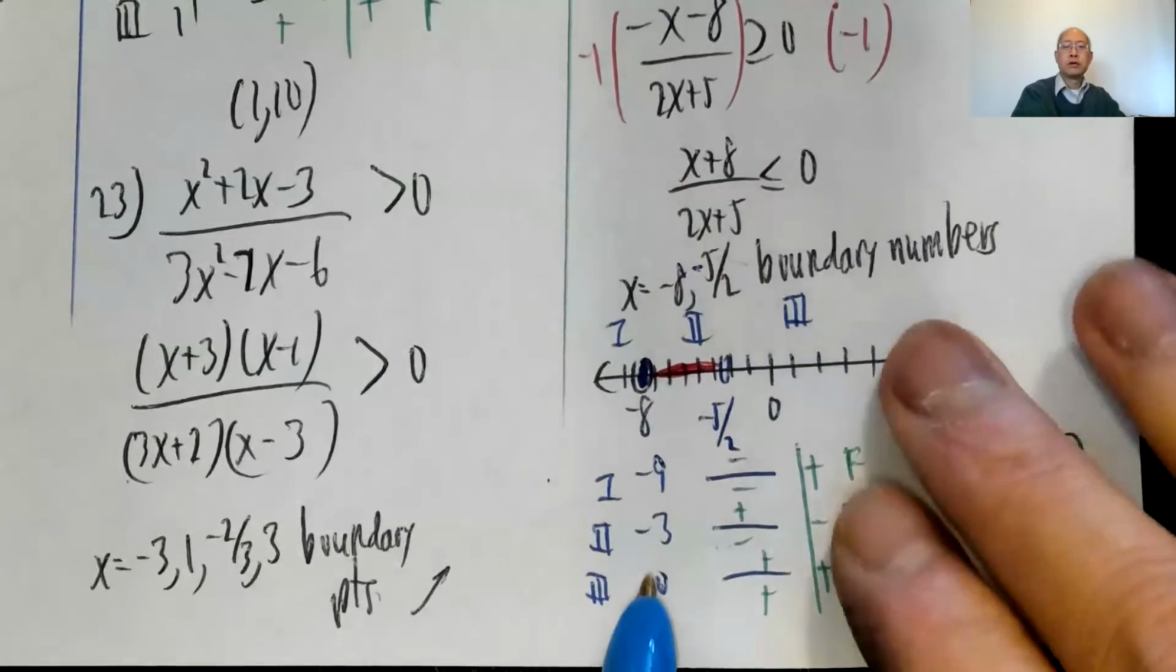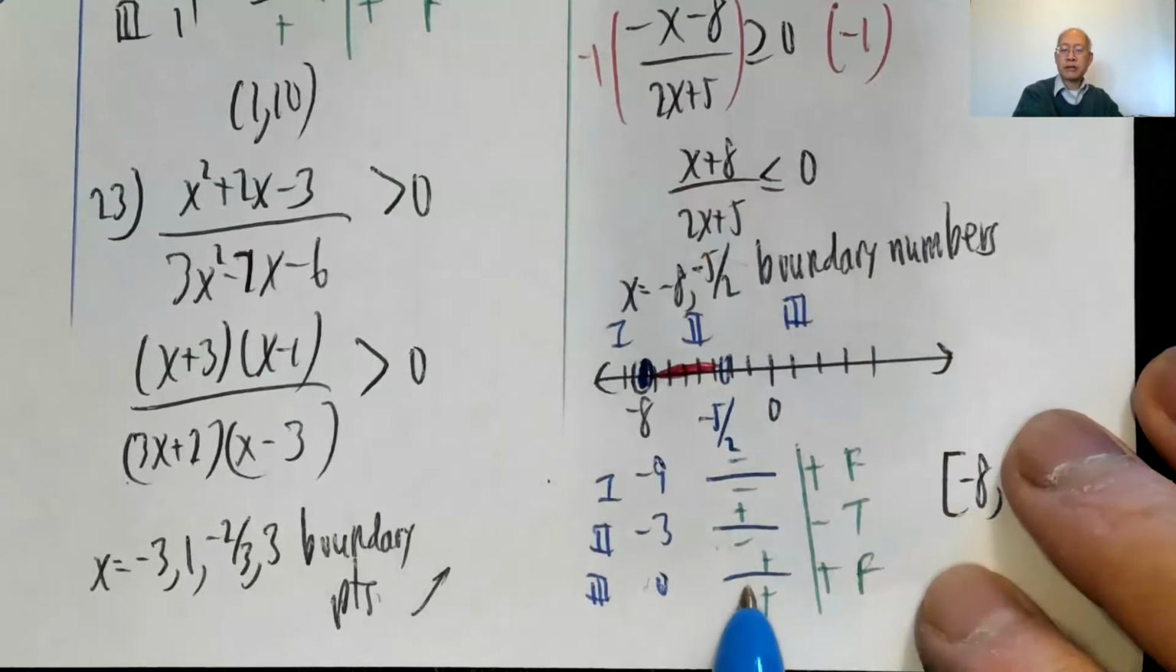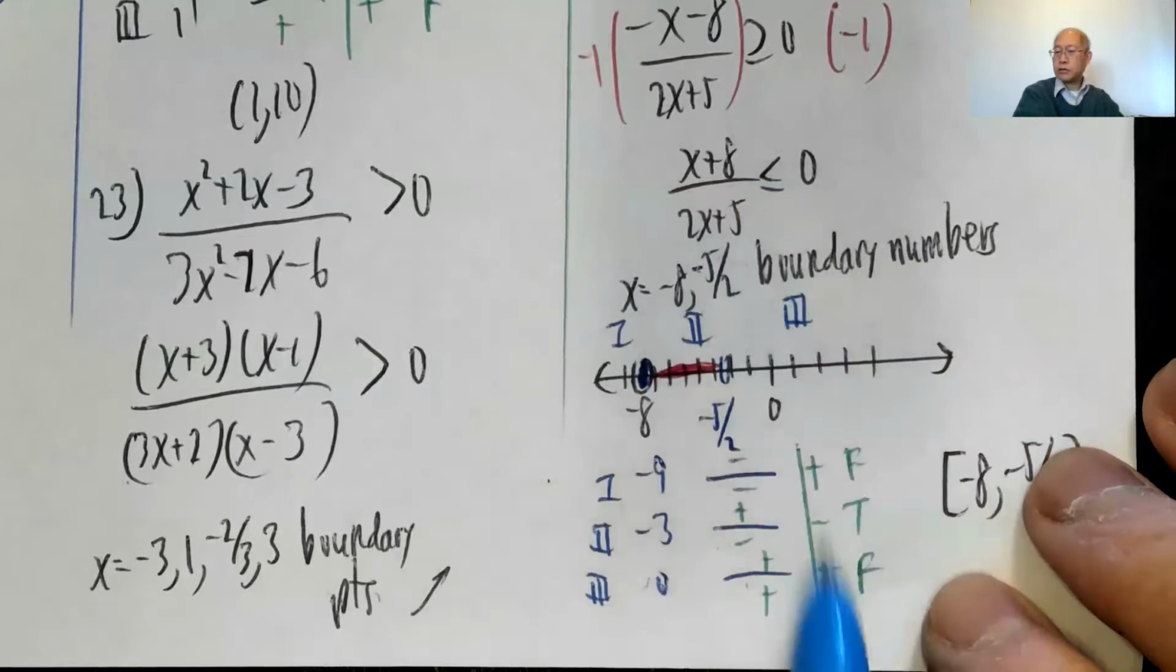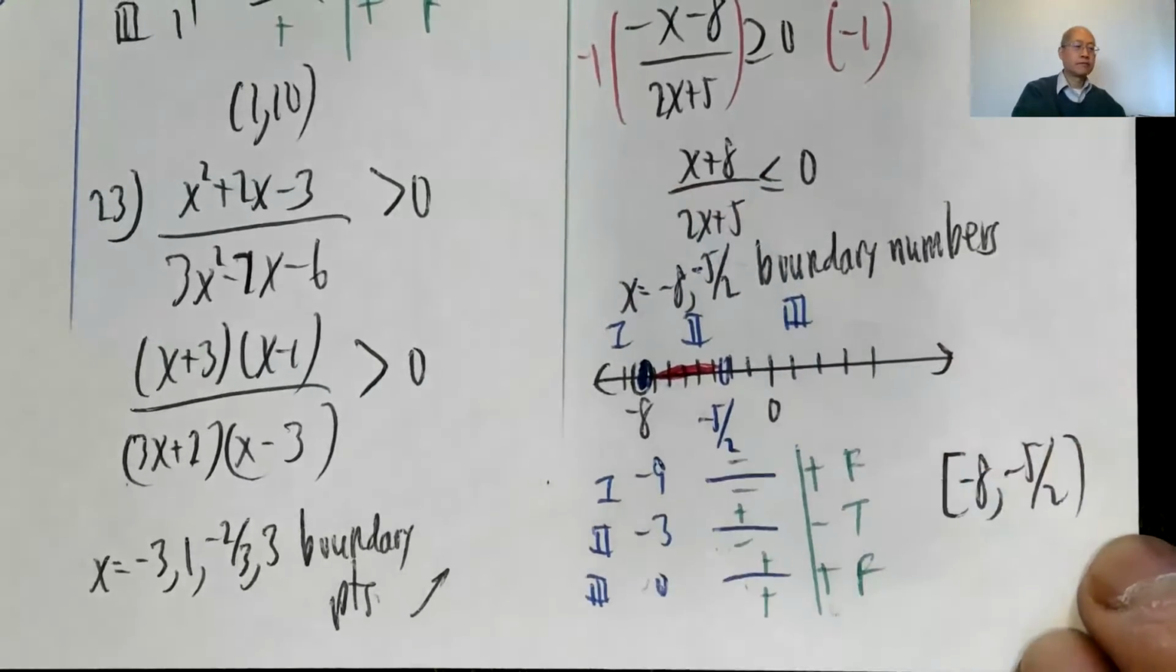Region 3, 0. 0 plus 8, positive. 2 times 0 plus 5, positive. Positive divided by positive, positive. Positive less than or equal to 0? No, that's false. So the solution is bracket -8, comma, -5/2, parenthesis.